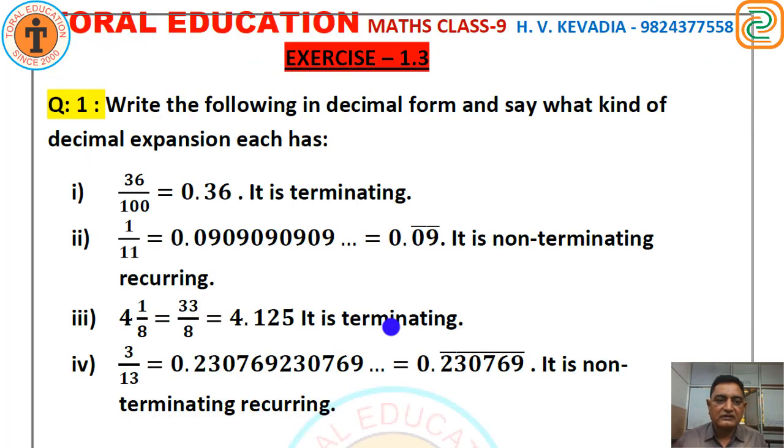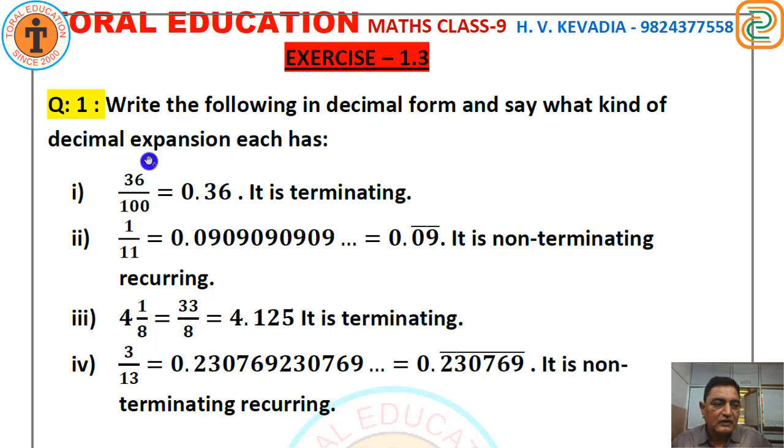Look at the exercise 1.3. Here it is 1.3. Write the following in decimal form and say what kind of decimal expansions each has. कौन से टाइप का डेसिमल एक्सपांशन है वो हमें कहना है. बहुत ही इजी है. 1.3 बहुत ही छोटा है, वो भी आप देख सकते हैं.